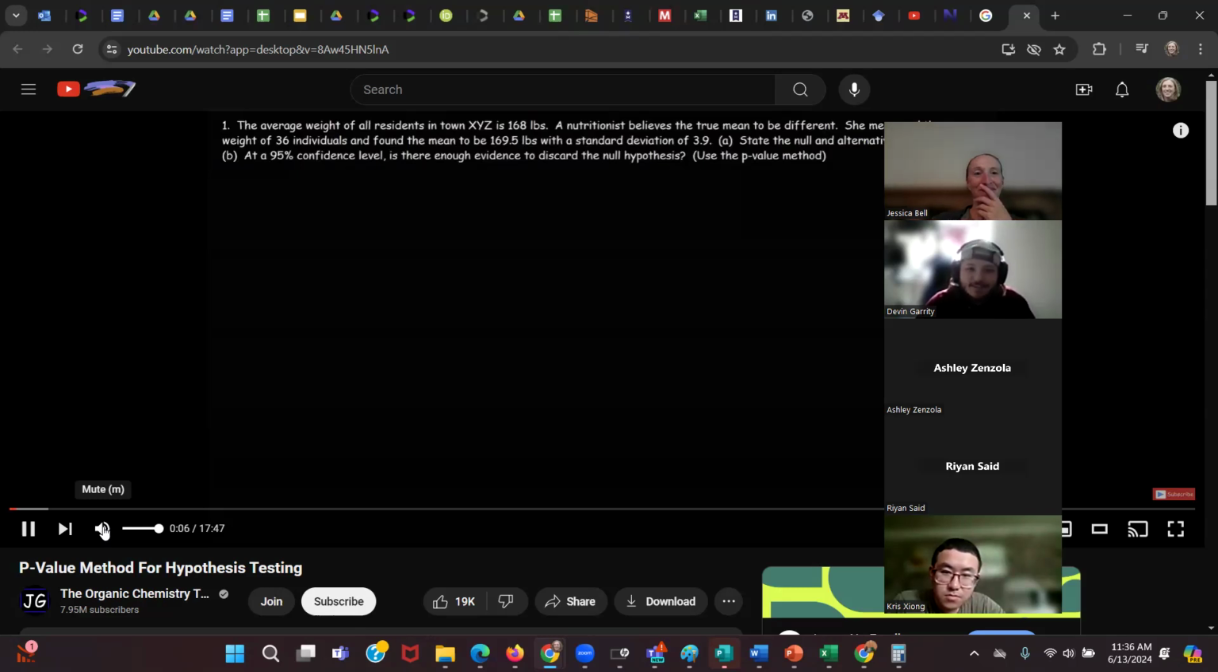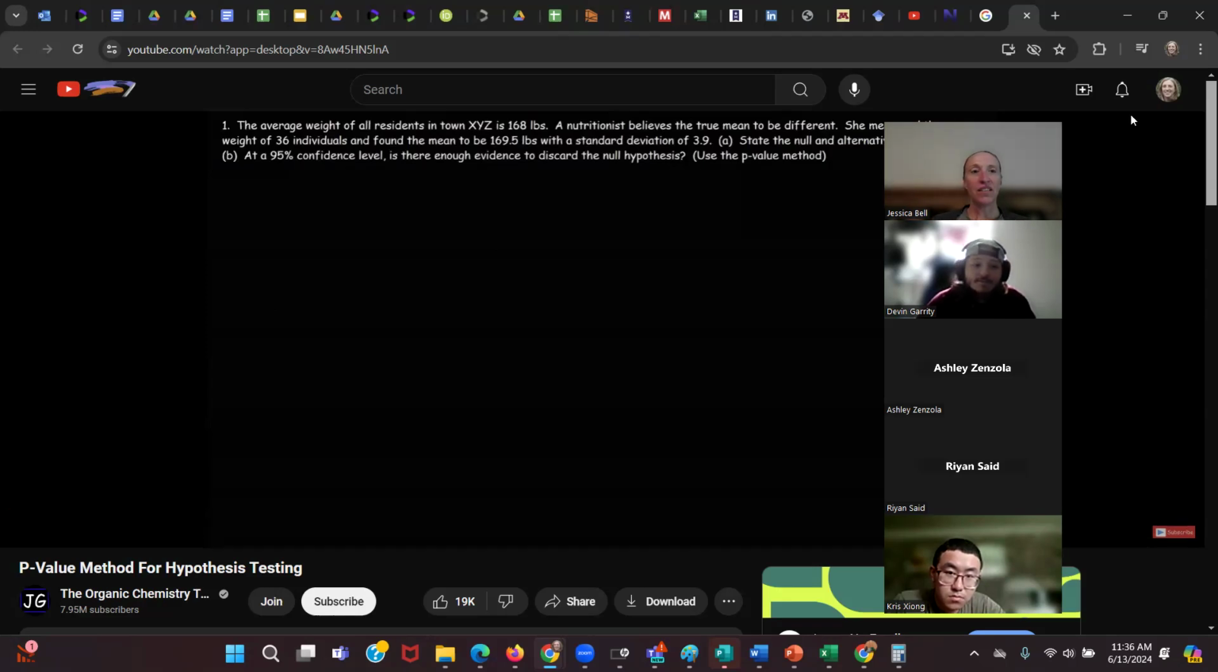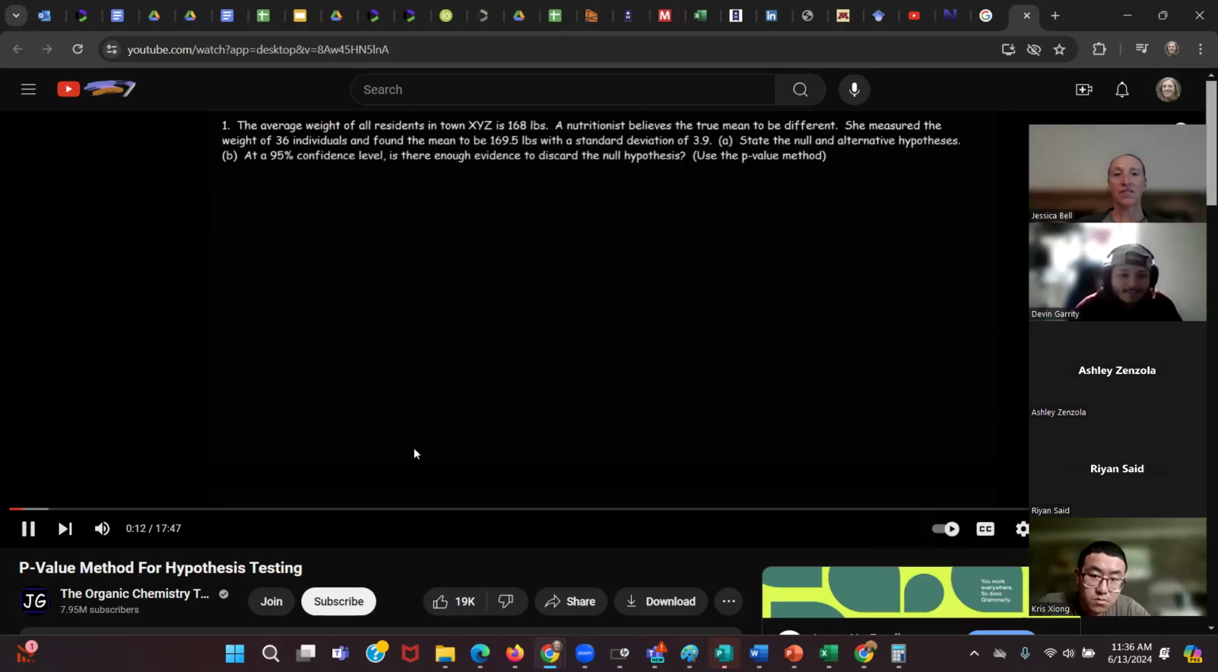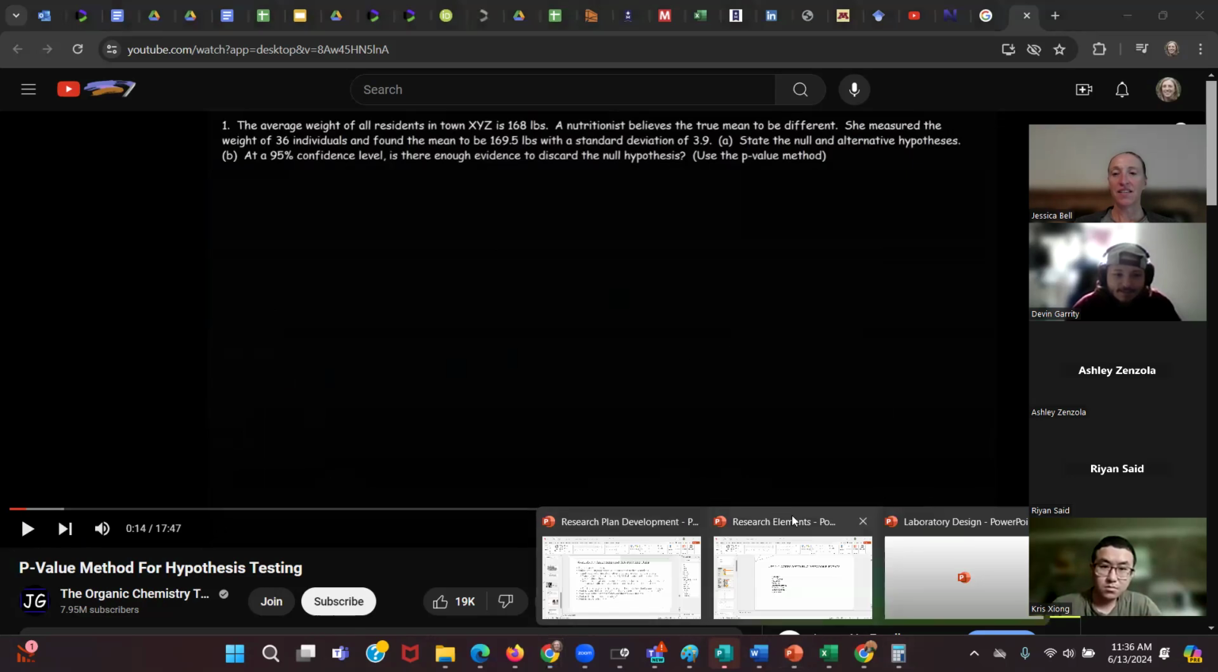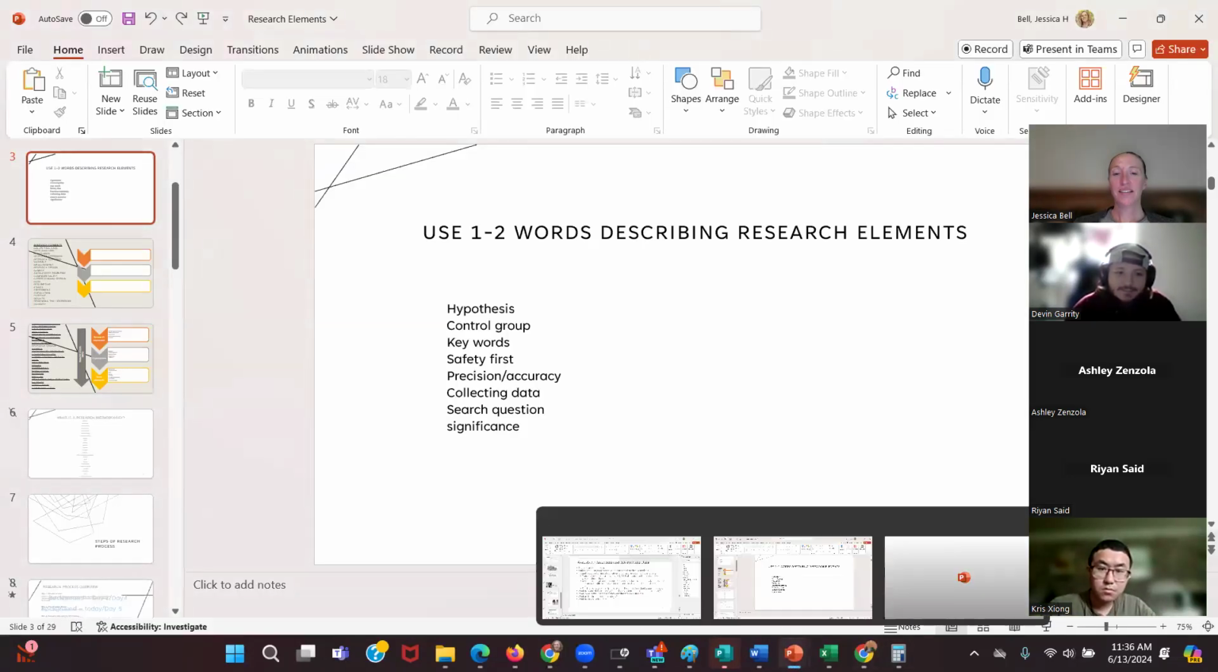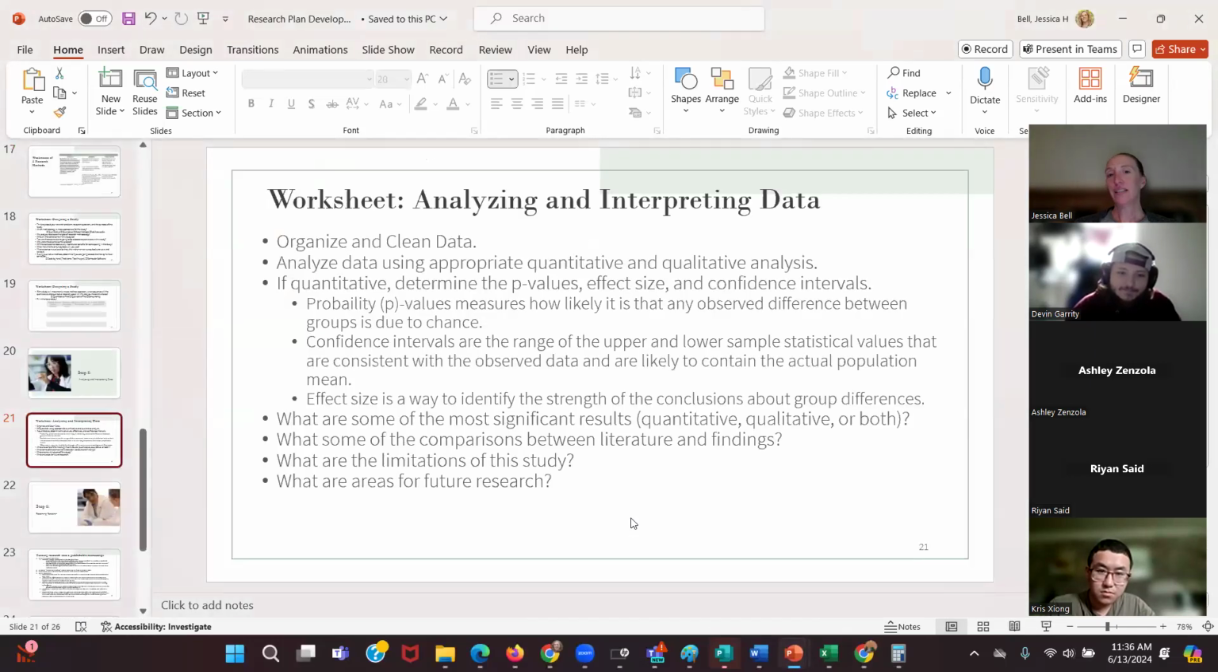Reject or fail to reject the null hypothesis using the p-value method. So let's work on this problem. That's 17 minutes, so I could just look it up myself later. But yeah, pretty much statistics then. Yes. All of the p-value, the confidence, and the effect size. If you've ever taken a statistics course, they've had you calculate those.